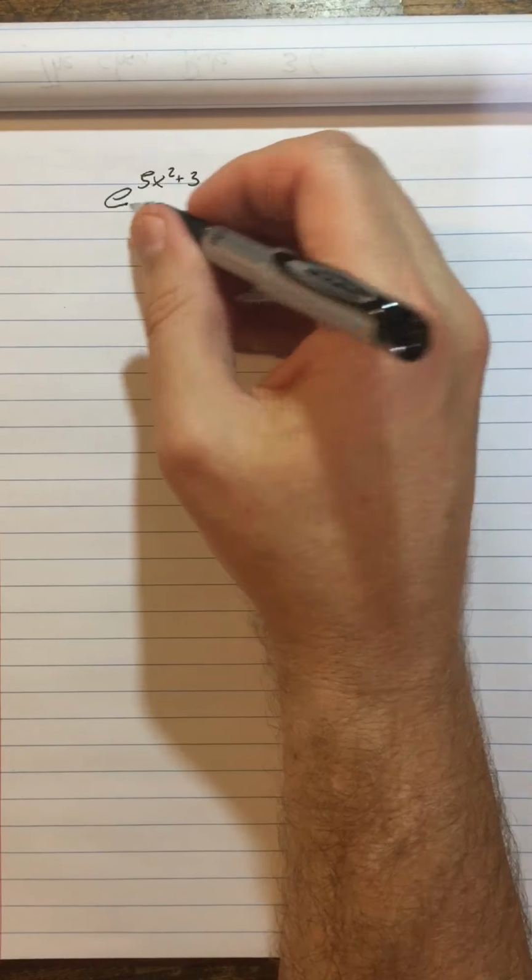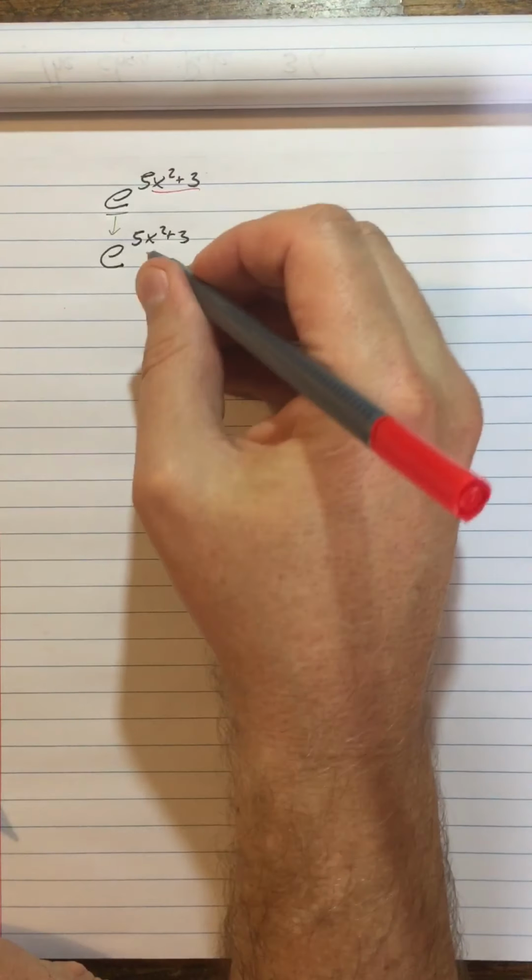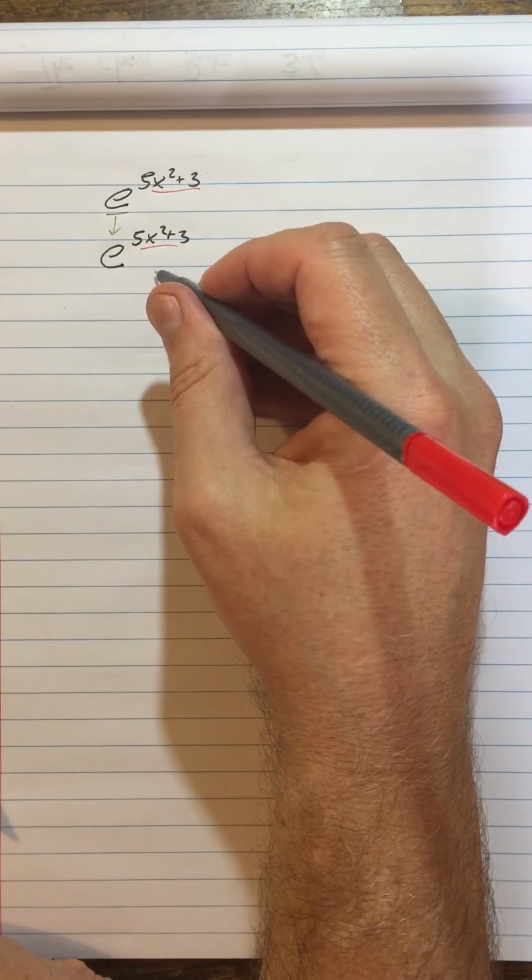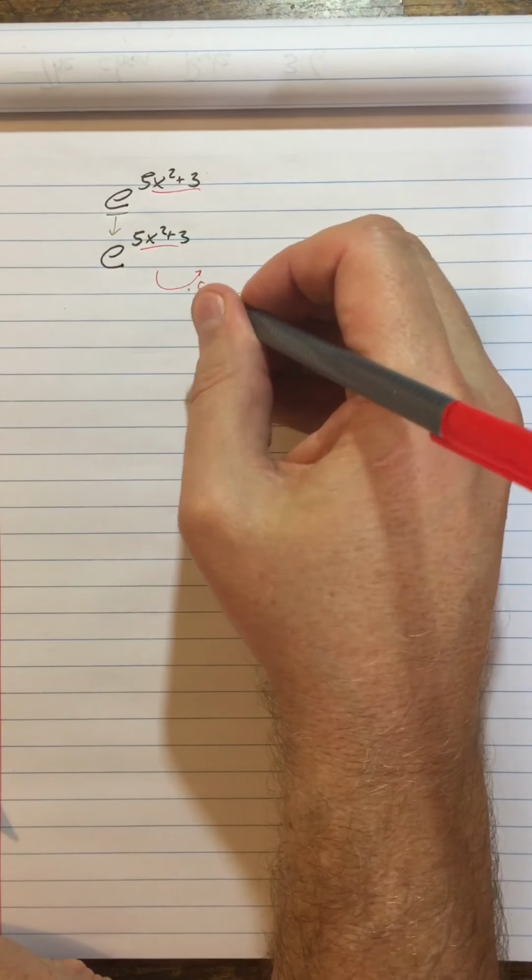So I'm going to do the derivative of the outside, keeping the inside the same. Let's find my nice green color. I did the derivative of the outside and kept the inside the same. And then I just multiply times the derivative of the inside. Well, the derivative of the inside is 10x. So it's times 10x, and that's your answer.